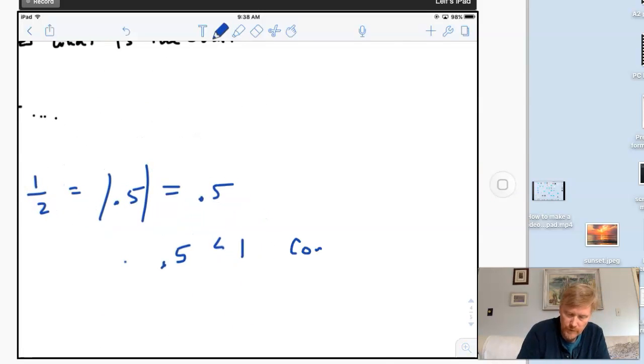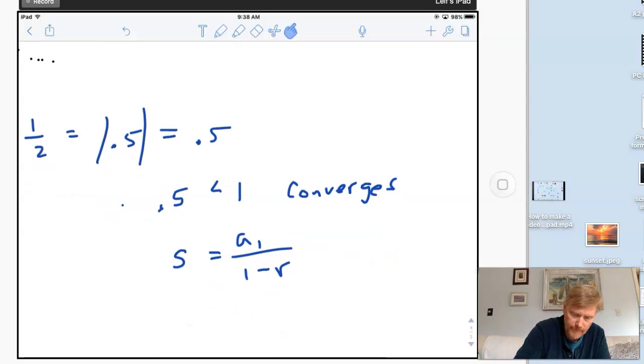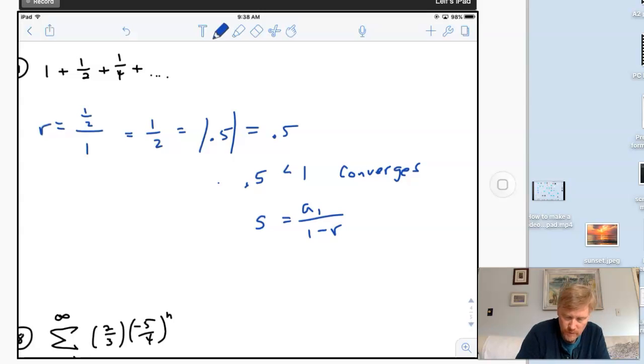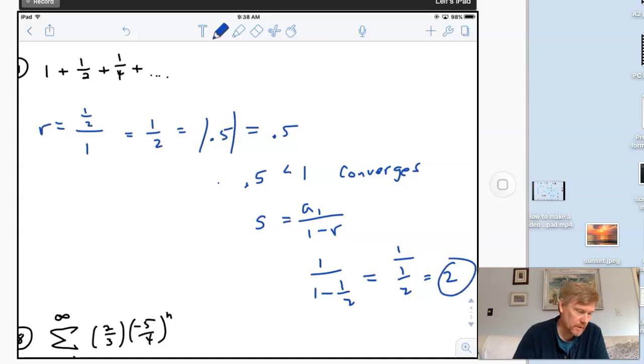So it converges, and S equals, the sum will be A of 1 over 1 minus R. And A of 1 is still that first number in the sequence, which is 1. And 1 minus 1/2 is 1/2. And if you divide that out, you get 2, which means the sum will be 2 if you were to add them all up, or it would approach 2, I guess would be the other way to say it.